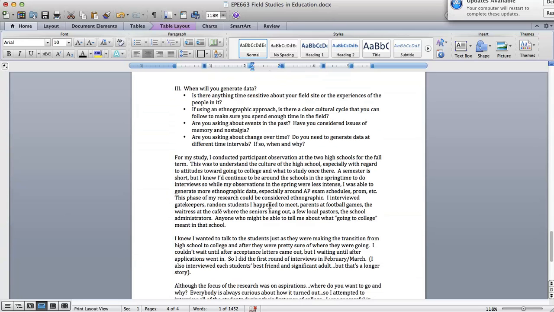And I talked to some students if they happened to be waiting in the hall while I was waiting in the hall and chatted with them. I talked to anybody who'd be able to tell me about what going to college meant in that school. This was the first phase of the research. It was background to my interviews, and it was while I was doing my participant selection process with the guidance counselors.